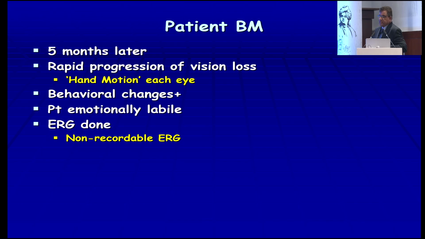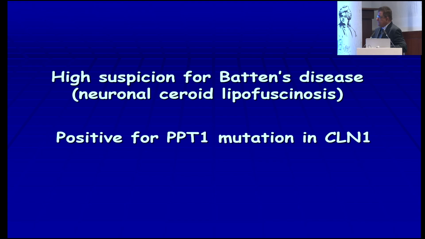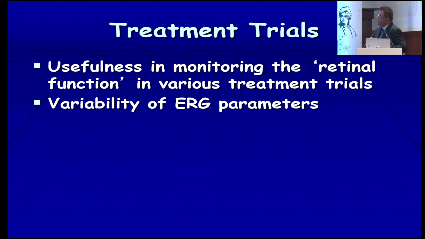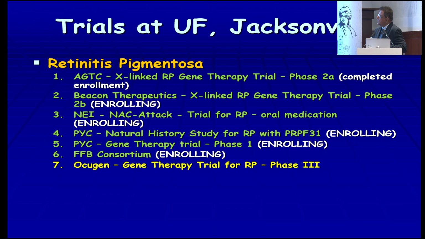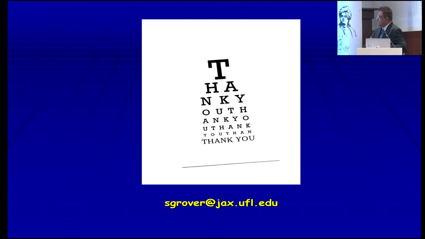Always, always, always think about Batten disease in a young child. We did the genetic testing, and it was positive for the PPT1 gene, two pathogenic variants, and that's how the diagnosis is established. It's a fatal condition, so ERG is used in treatment trials. Just want to show we have a lot of trials at UF in the last 1 year. Time is up, and thank you.